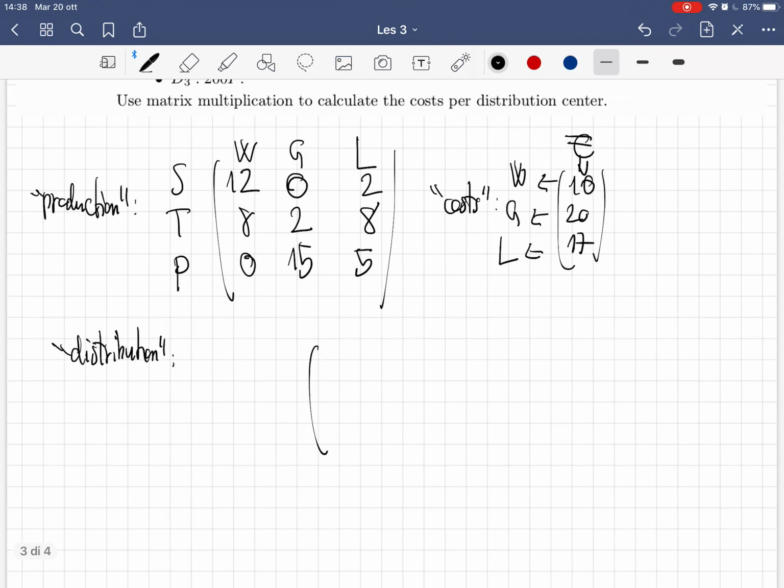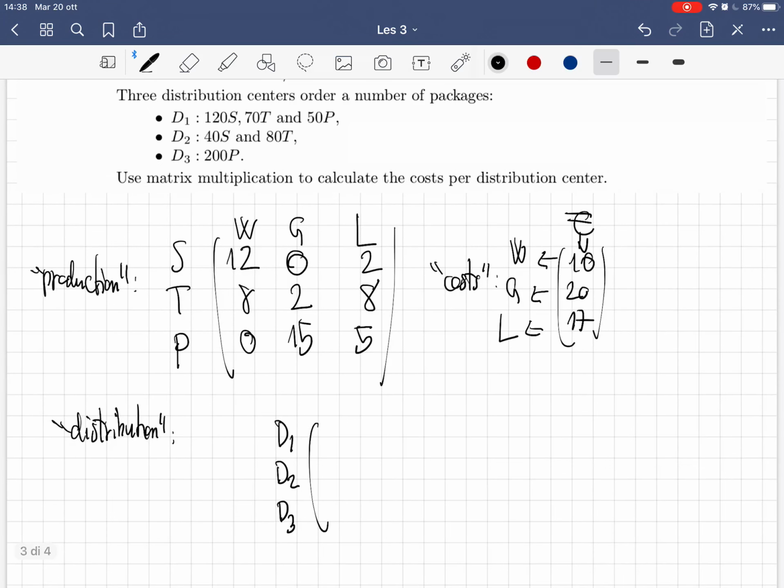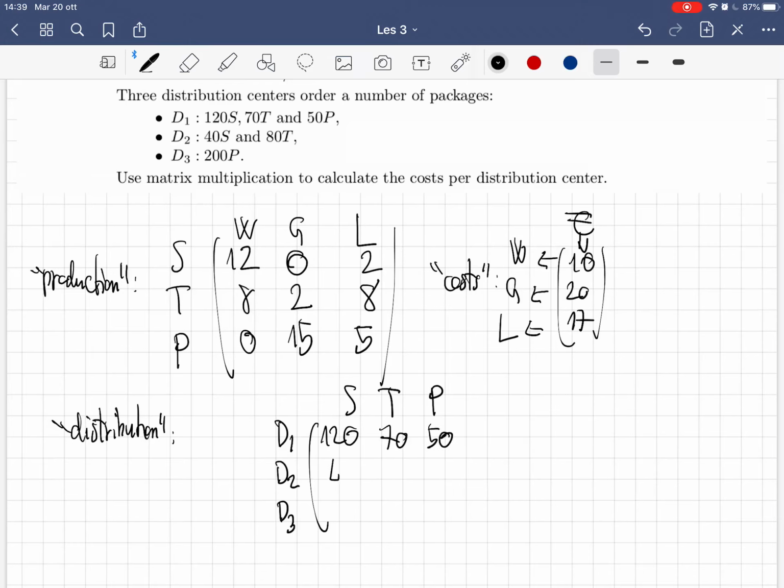So the 3 distribution centers order some packages. So the output is going to be like the 3 distribution centers. They receive the packages, and the thing you put here is going to be STP. So they want these things. These things. So this is 100. Now we're just copying things.